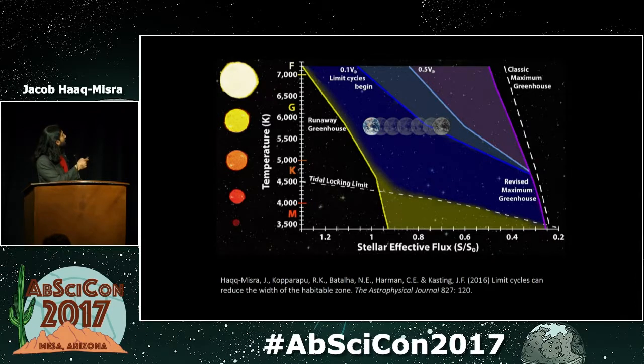So you notice here around F dwarfs, in this habitable region, this blue region, there are no limit cycles. In this region here, there are limit cycles. So for F dwarfs, this range of stable climates is very small compared to G dwarfs, whereas K and M dwarfs actually remain stable without limit cycles at all because they have reduced ice albedo feedback.